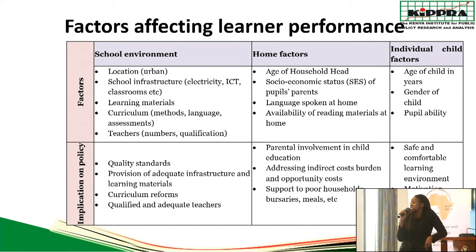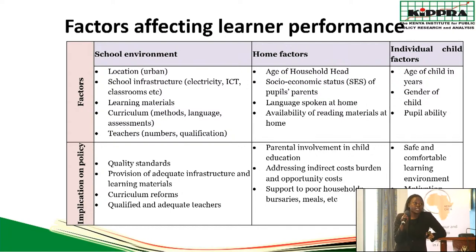The home factors will include the age of the household head, the socioeconomic status, for example, the income of the household where the pupil is coming from. We'll also look at the language this learner speaks at home. And this data is available in the public expenditure tracking and the service delivery indicator survey, as well as the SACMEQ, the Southern and Eastern Africa monitoring quality data.